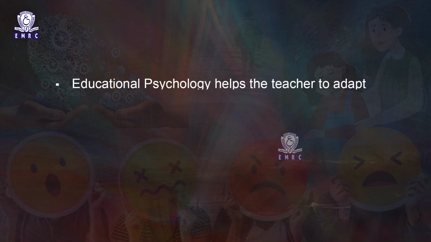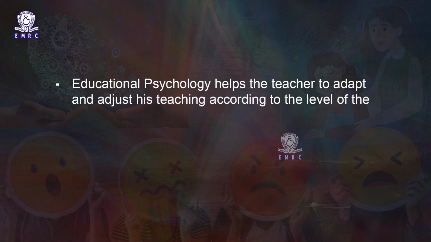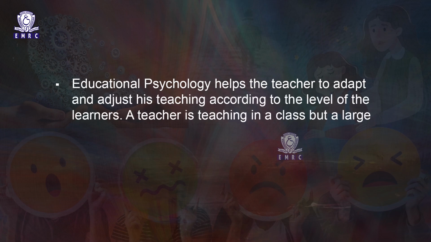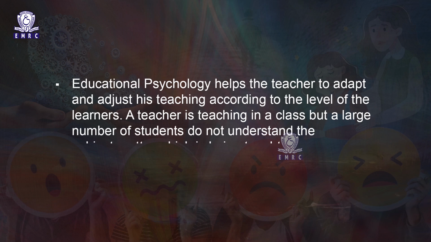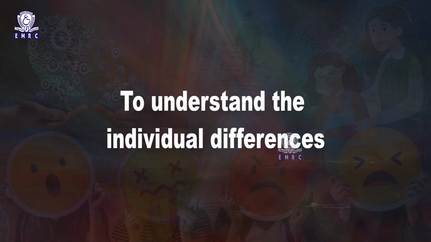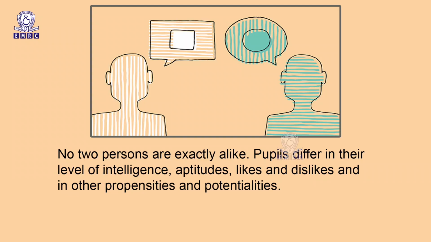Next is to understand the nature of classroom. Educational psychology helps the teacher to adapt and adjust his teaching according to the level of the learners. A teacher is teaching in a class, but a large number of students do not understand the subject matter which is being taught. Next is to understand the individual differences. No two persons are exactly alike. Pupils differ in the level of intelligence, aptitudes, likes and dislikes and in the other propensities and potentialities.